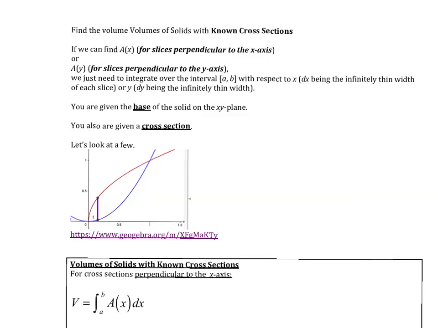Now there are several methods we're going to work on for the next really 3 days. So we have something called the disc method, the washer method, the cross-section method, which is what we're working on today, and then the shell method. We're going to look at each of them in turn, but we're going to start with what's called a known cross-section.